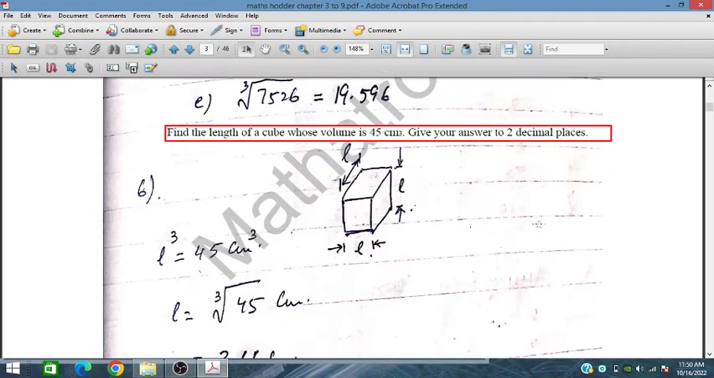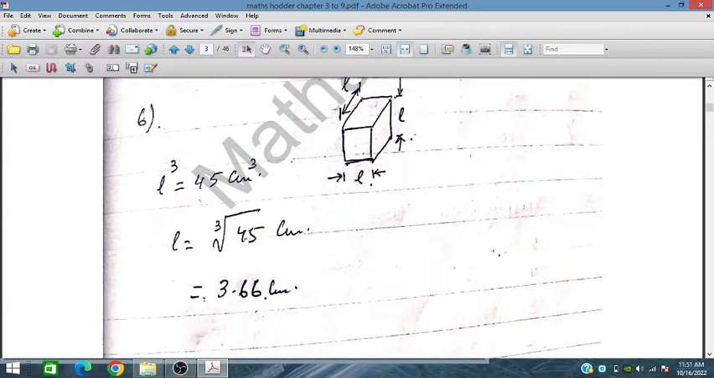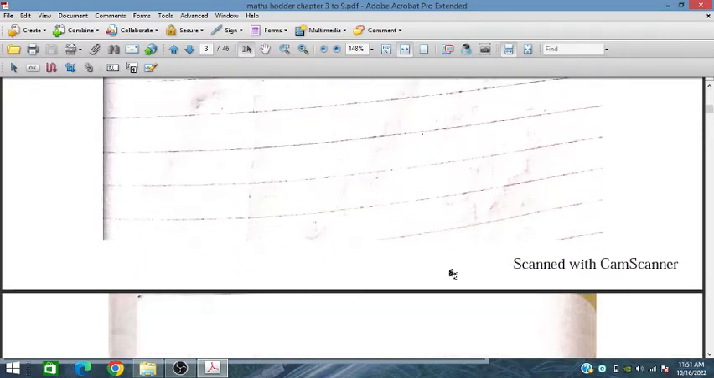These are the numbers. In this way, find the length of the cube whose volume is 45 centimeter cubed. Give your answer to 2 decimal places. This is volume, so this three-dimensional length is the same in all 3 dimensions. So L cubed is equal to 45 centimeter cubed. So this length is the cube root of 45, that is 3.66 centimeters.